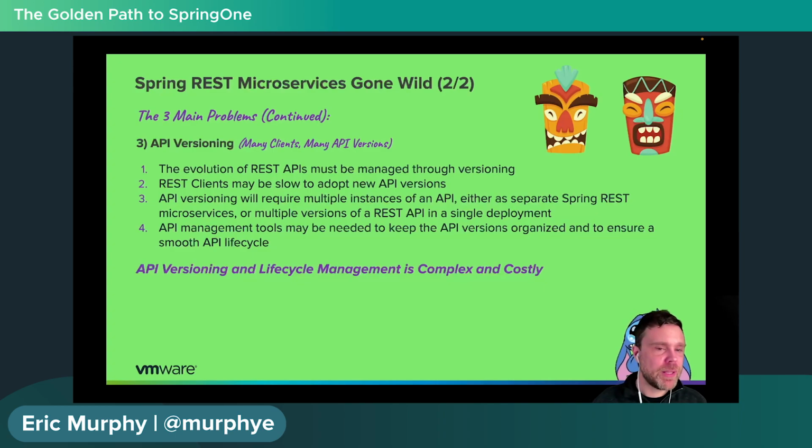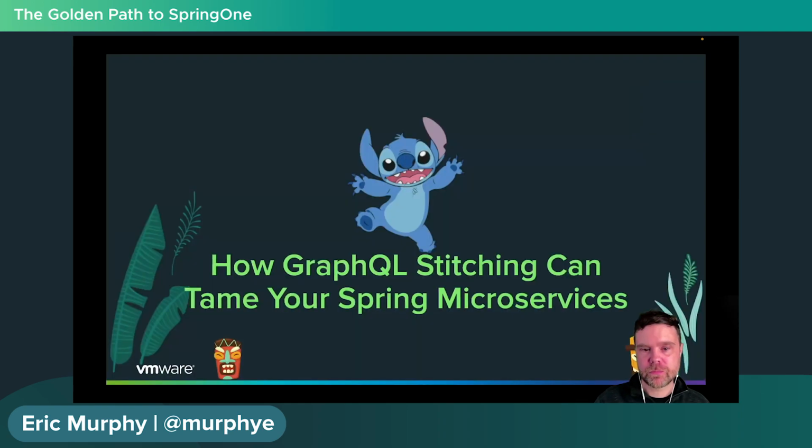Also, once you have API versions, you need to deploy those APIs and potentially deploy them as separate microservices, or figure out a way to make your microservice modular and support multiple versions of a single REST API in a single deployment. And also, API management tools may be needed to keep those API versions organized and ensure a smooth experience for your REST clients. Ultimately, especially in a large organization, API versioning and lifecycle management is complex and costly.